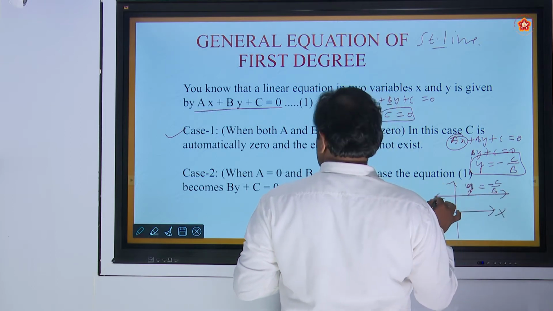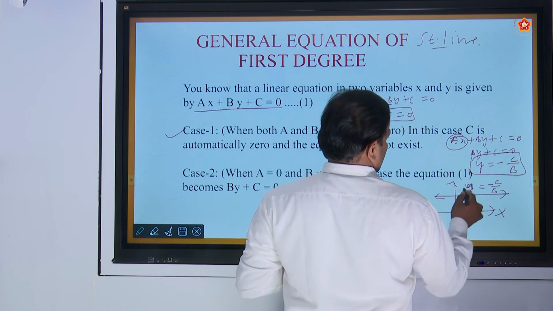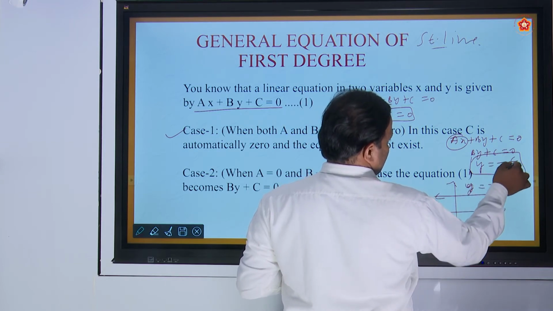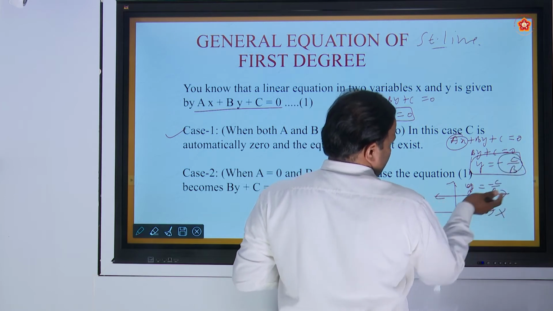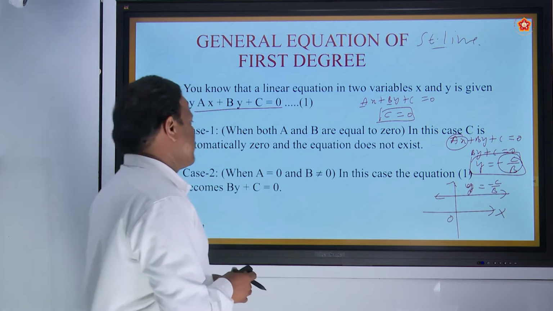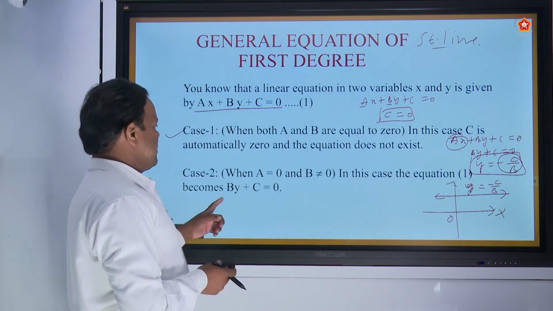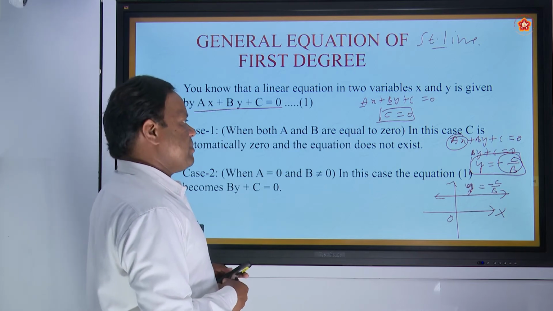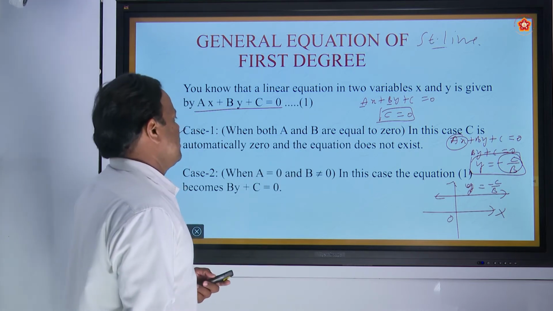If a equal to 0, the value of y is clearly, we take c this side and b this side, y equal to minus c by b. If y equal to some constant, the line is parallel to which axis? The x axis. So this becomes by plus c equal to 0, y equal to minus c by b, meaning the line is parallel to the x axis.